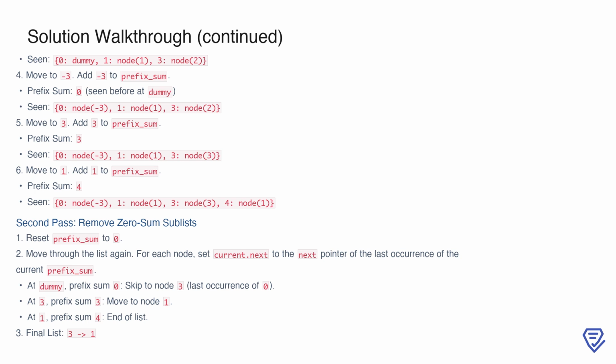Now, in the second pass, we reset the prefix sum to 0 and traverse the list again. At each node, we use the map to skip over any zero-sum subsequences. For example, starting at the dummy node with prefix sum 0, we skip directly to the last occurrence of 0, which is at node 3. At node 3, the prefix sum is 3, so we move to the last occurrence of 3, which is node 1. At node 1, the prefix sum is 4, and since there are no further nodes, the traversal ends. The resulting list is 3 -> 1.